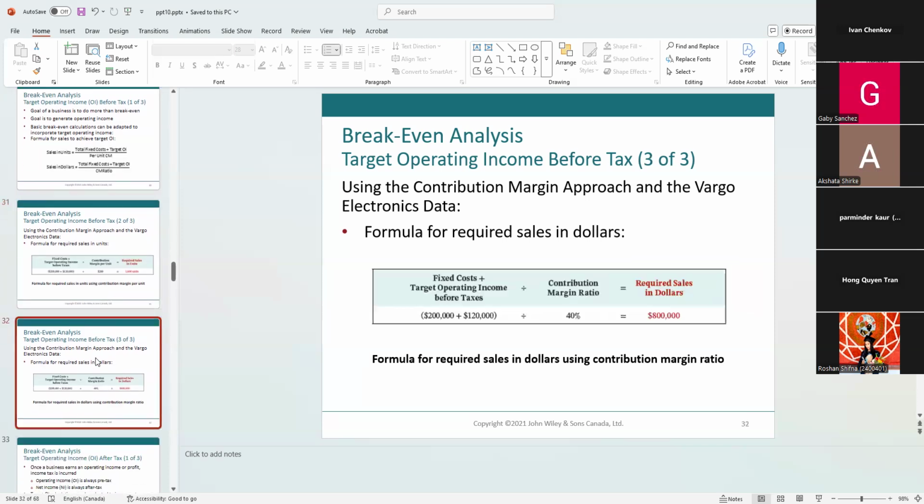Can I get it as a number of sales? Yes, we can. But for sales, we're going to use the percentage, meaning if I'm getting only 40% of every dollar that I'm selling, how many dollars do I need in sales in order to cover $320,000? Make sense? Yes. Yes, sir. Okay.